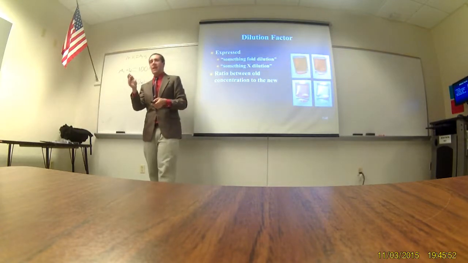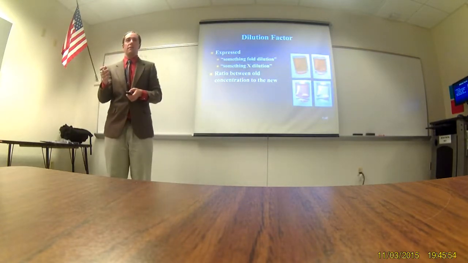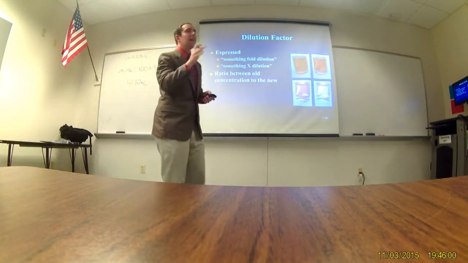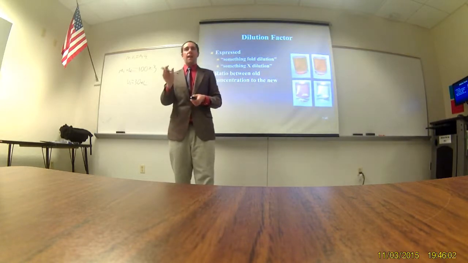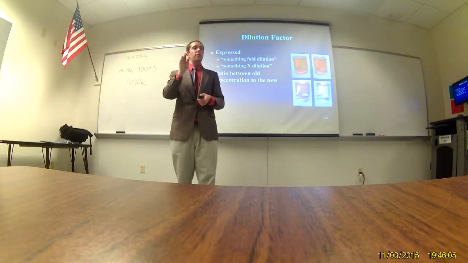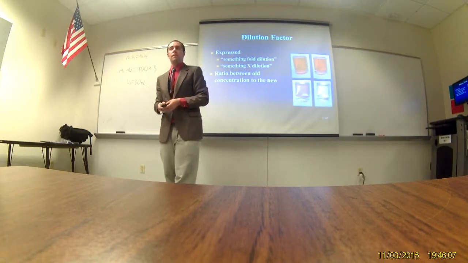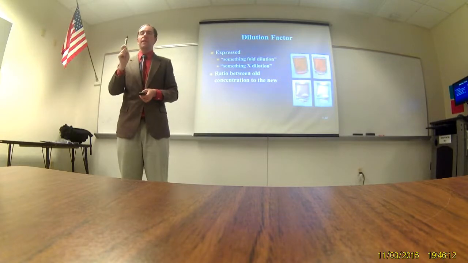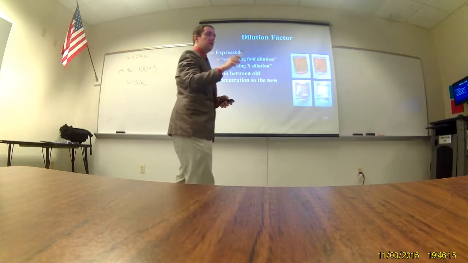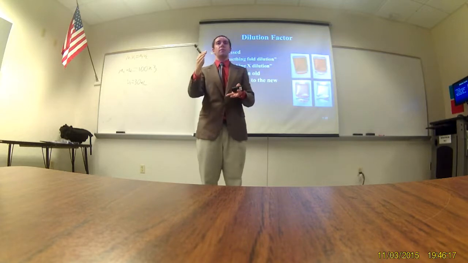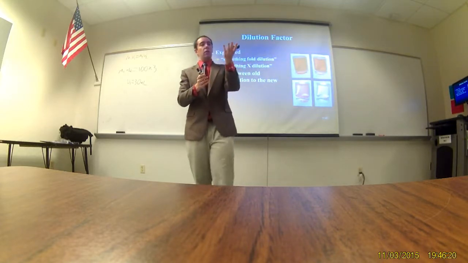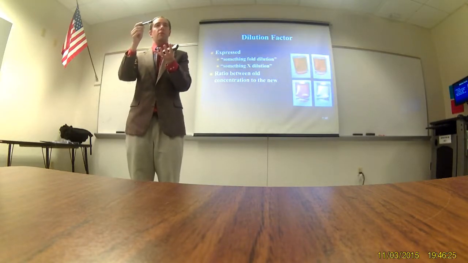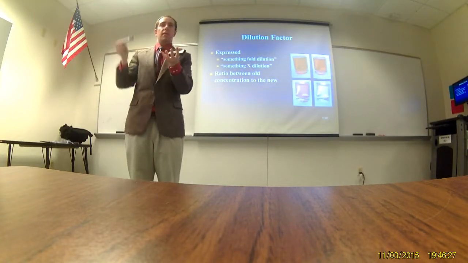So if you had 100 milliliters of a solution, and I told you to do a 5-fold dilution of that, how many milliliters of water would you have? 400, not 500. A 5-fold dilution means your solution has to end up 5 times larger, right? So we're going to go from 100 to 500, but we already have 100, so we have to add 400 to get it up to 500.